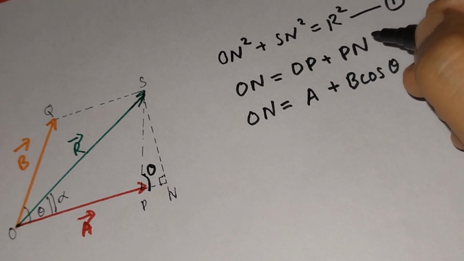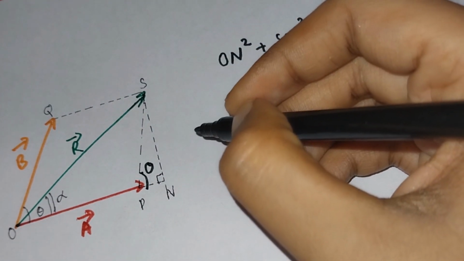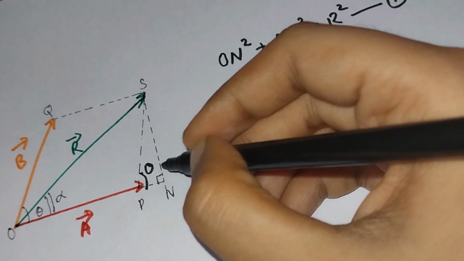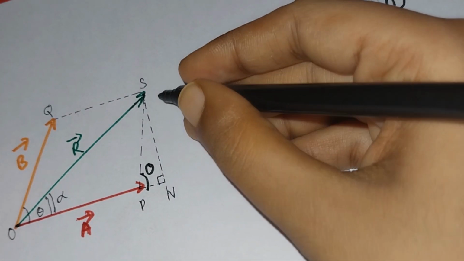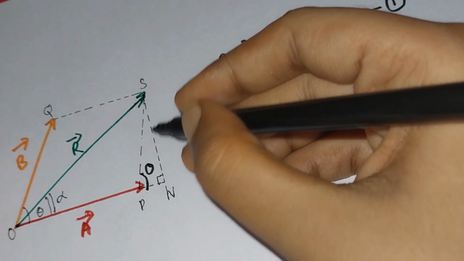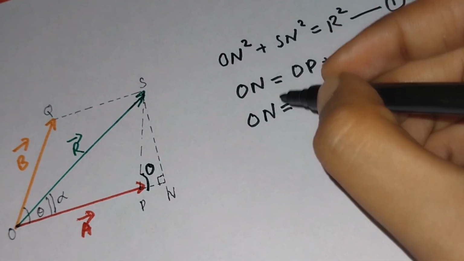Now what is SN? SN is B sin theta. How will we get SN? See, when we take the sine of this angle theta, we will get the opposite side SN by hypotenuse. Hypotenuse is B, so SN is B sin theta.